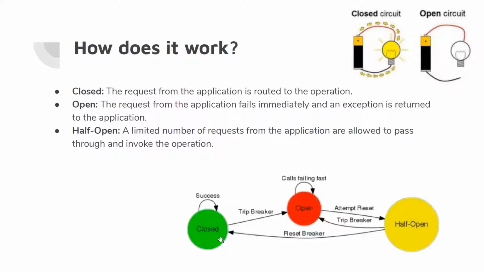We can relate this pattern to the electricity we see in our homes. Let's say there is a cell attached to a bulb. The current will flow only when the circuit is closed. If the circuit is open, the current will not flow. In the same way, when the pattern is in an open state, it will not make calls to the next service. It will just return the error condition or some other similar condition.